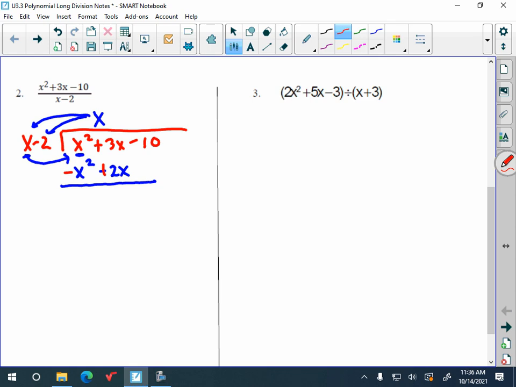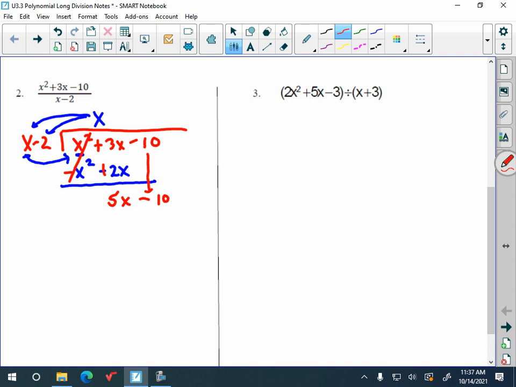Now we're just going to add down. So x squared minus x squared is 0. These first 2 terms should always, always, always cancel out. Okay, they have to cancel out. All right, now 3x plus 2x, we can add those together. That's 5x. We're just going to bring down the next term, minus 10.